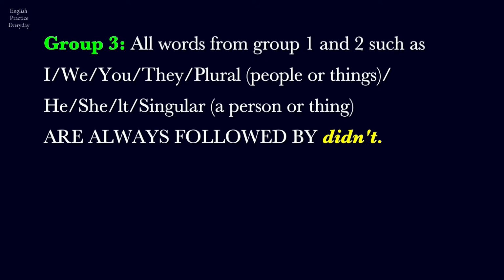Group 3. All words from group 1 and 2 such as I, we, you, they, plural of people or things, he, she, it, and singular of people or things are always followed by didn't. So always say I didn't, we didn't, you didn't, they didn't.